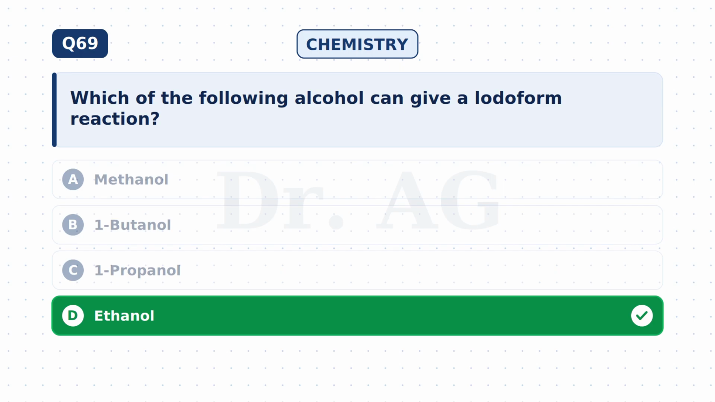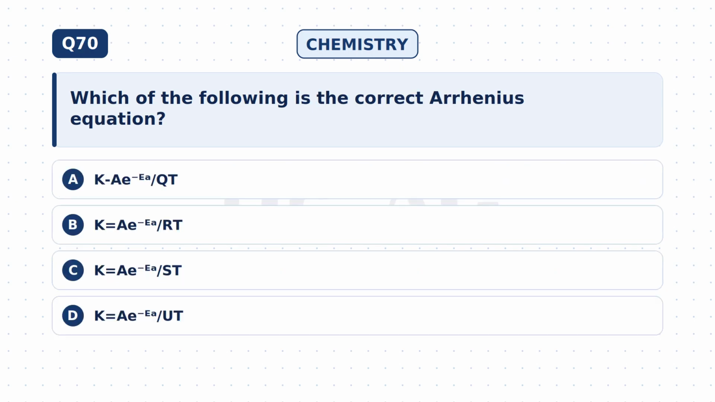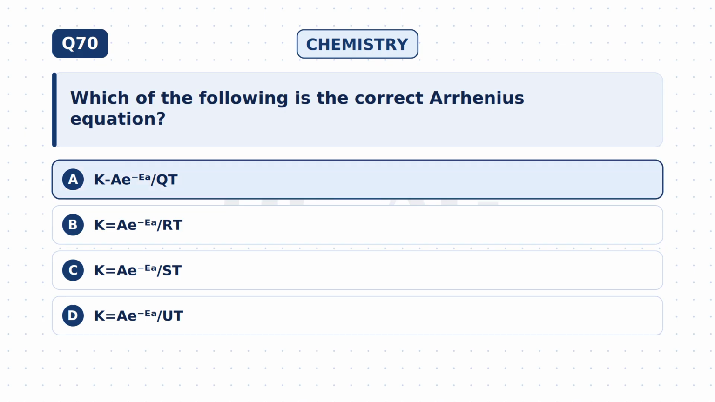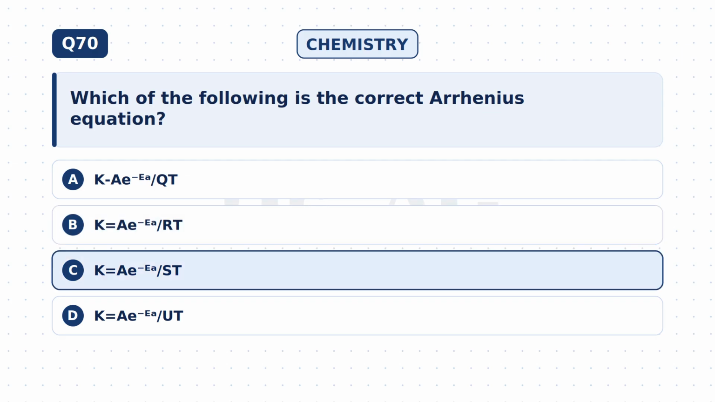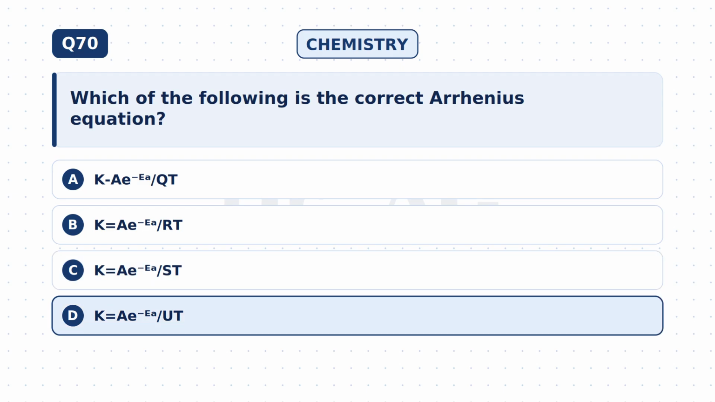The correct answer is D, ethanol. Question 70. Which of the following is the correct Arrhenius equation? Option A, K equals A to the power minus Ea over RT. Option B, K equals A to the power minus Ea over RT. Option C, K equals A to the power minus Ea over RT. Option D, K equals A to the power minus Ea over RT.